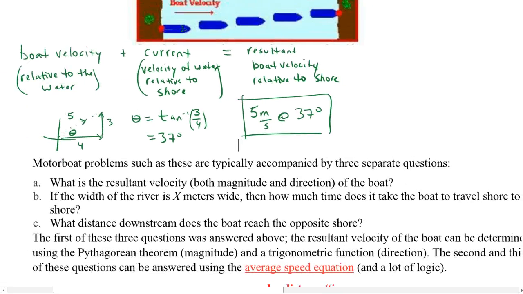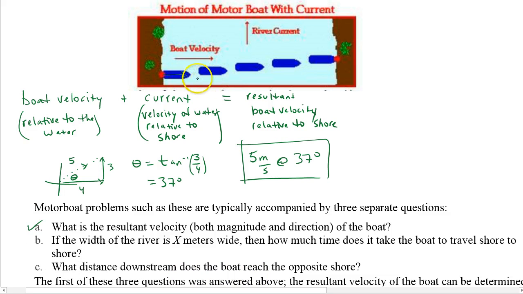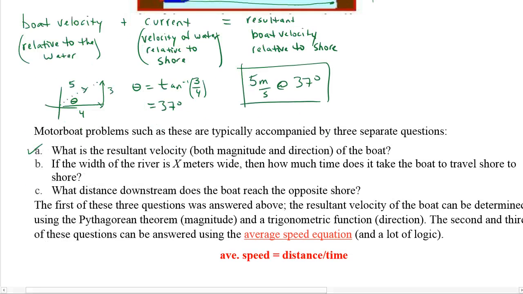Okay, so that's your basic question. There are a couple other questions that you're often asked. So we did A, we said what is the resultant velocity, and then there is, if the width of the river is so many meters wide, how much time does it take for the boat to travel across the shore? And also, what distance downstream does the boat reach the opposite shore? So how far downstream did it end up, right? So if it was pointed straight here, but it ends up over there, how far downstream did it end up?